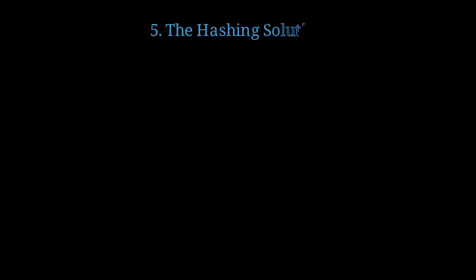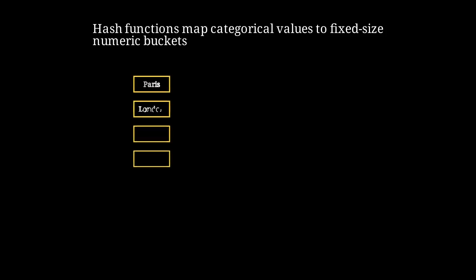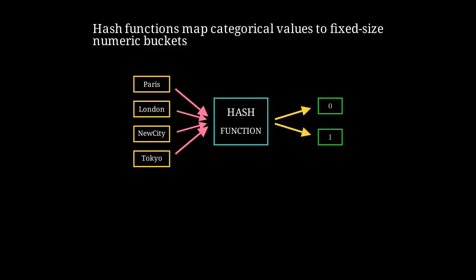The hashed feature pattern elegantly solves all three problems using a hash function. A hash function takes any categorical value and maps it deterministically to a fixed number of numeric buckets or indices. Multiple cities, including new unseen cities, get mapped through the hash function to just 2 buckets, massively reducing the vocabulary size. The hash function applies a modulo operation with n buckets to determine which bucket each category maps to.